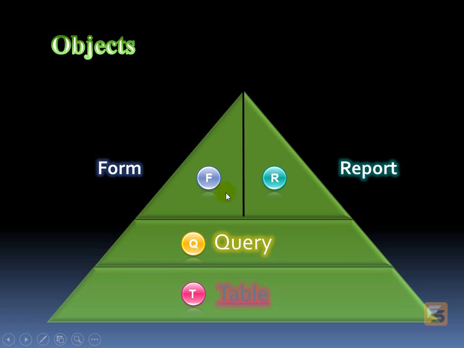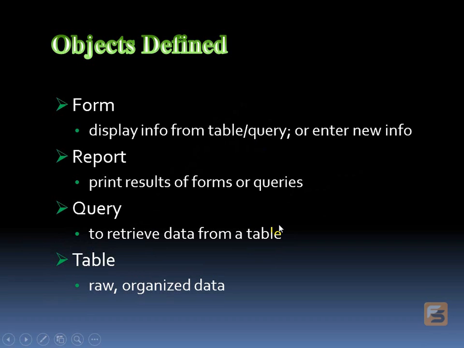Think of it this way: a report is information you're taking from the table but in an organized way. Just as a form is a way of entering in information, a report is a way of pulling out information in a nice organized manner. And then finally, I want to define those objects a little bit more in detail. A form, by definition, will display information from the table or query because, again, a query is based upon a table.